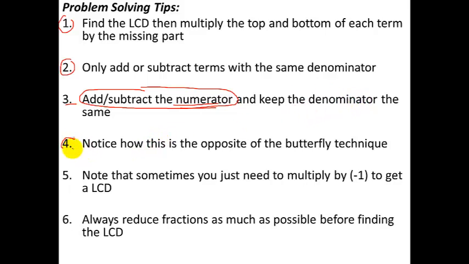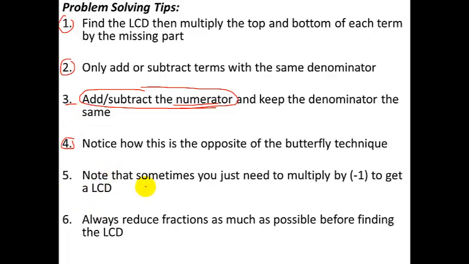Notice how this whole technique, finding a common denominator, is the exact opposite of the butterfly technique. In the butterfly technique, you start with a fraction already put together, and you're trying to break it apart into separate fractions that are added together. In this common denominator technique, you start with a whole bunch that are all separate. You try to get the common denominator, and then you squeeze them all together into one big fraction.